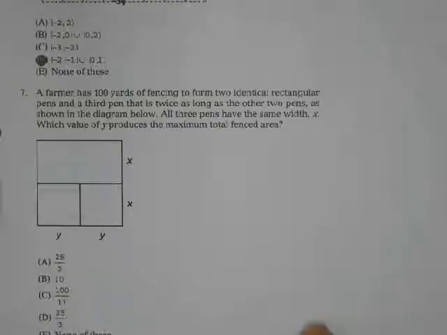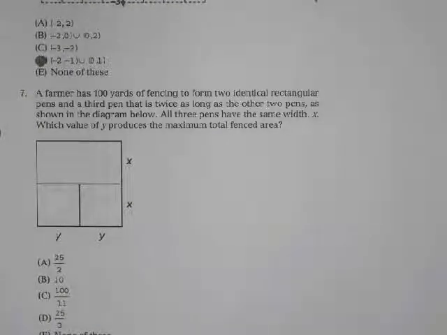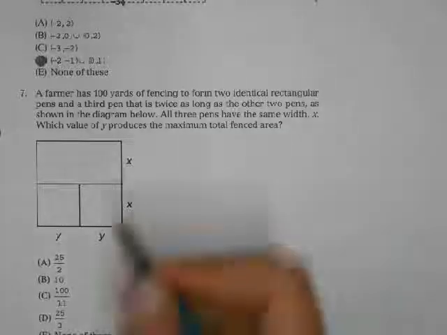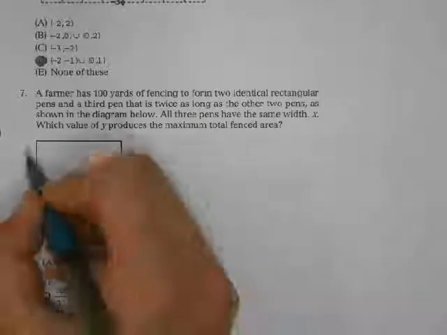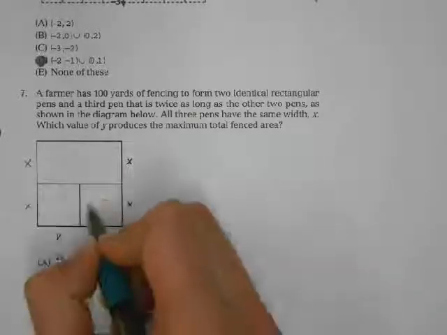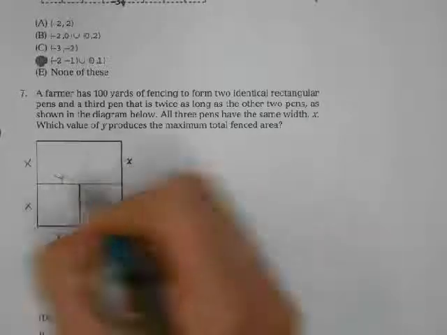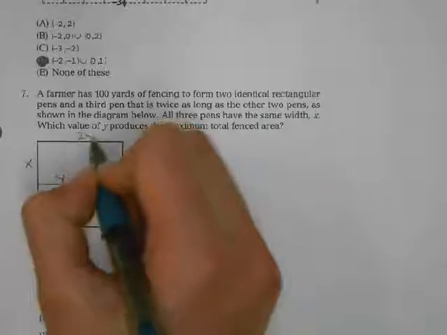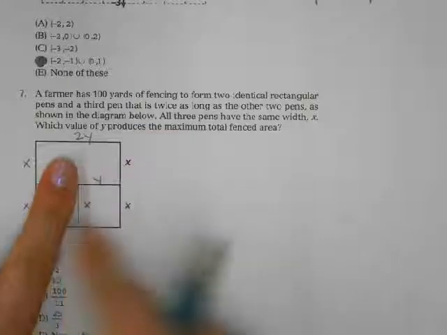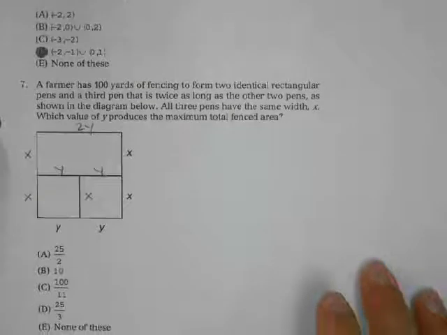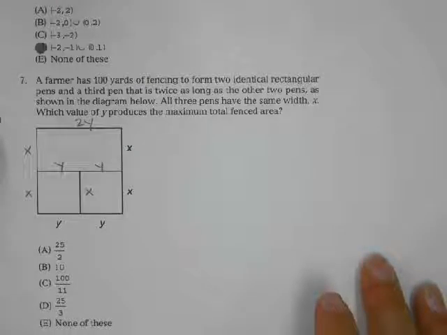Number 7 is another question I got wrong because I was rushing, I think, or I was overconfident. I was like, oh, I know how to do this problem, and I made silly mistakes. So make sure you're careful. The fencing goes all through where the black lines are. So that's x, this is x, this is x, this is x, this is y, this is y, this is 2y. That is what I did not do. I did not label the inside ones, I only did the outside ones. And if you do the outside ones only, the answer choice is there.